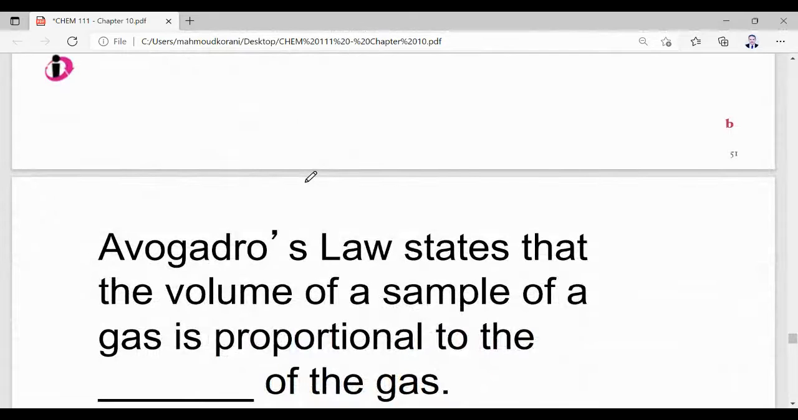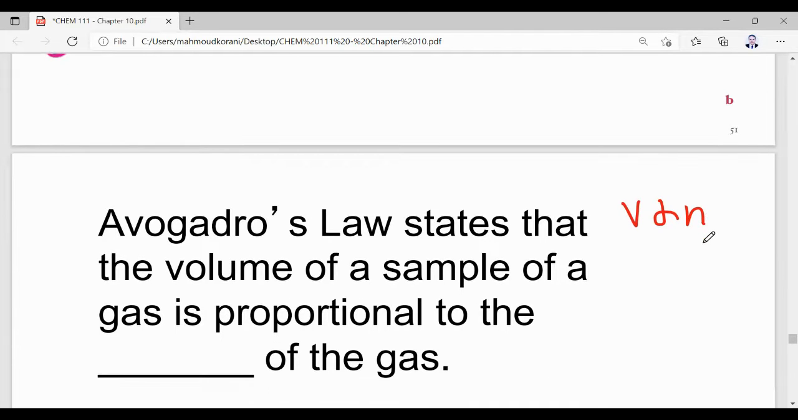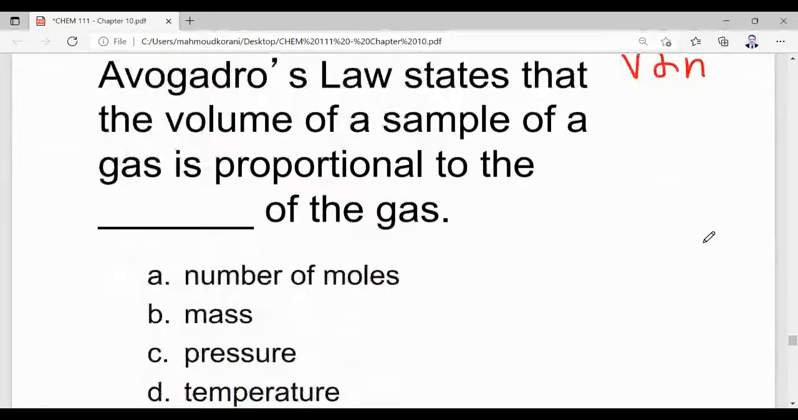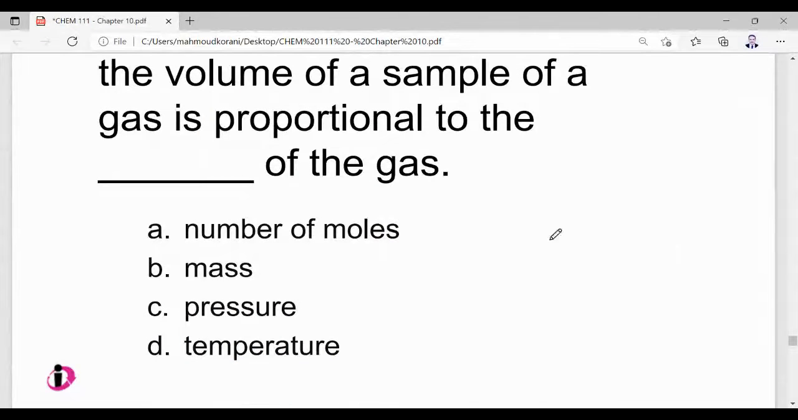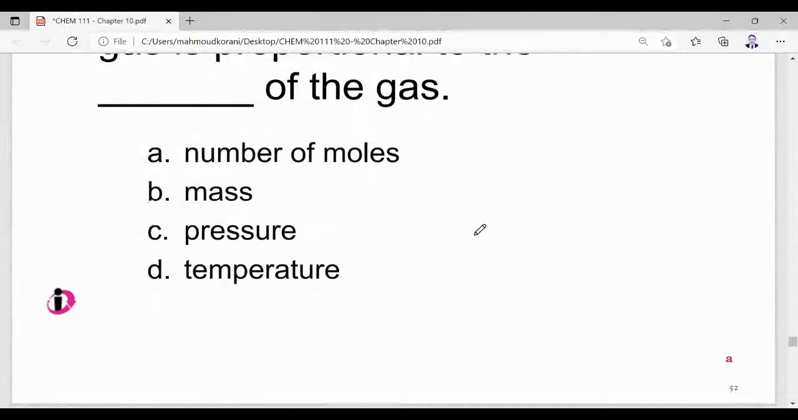Avogadro's law states that the volume of a sample of gas is proportional to what? Avogadro's volume is proportional to n, of course, proportional to the amount of gas. It should be the number of moles, so the answer should be A.